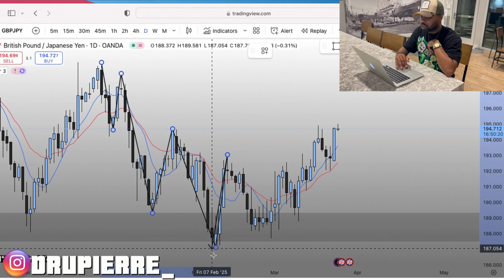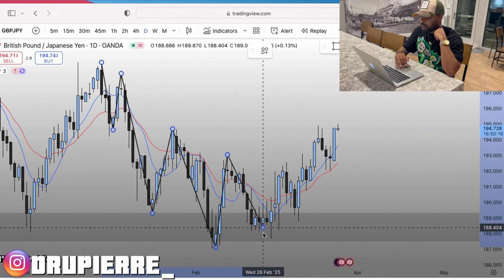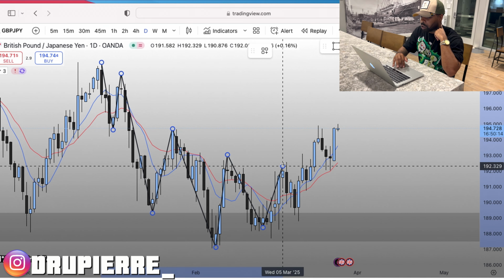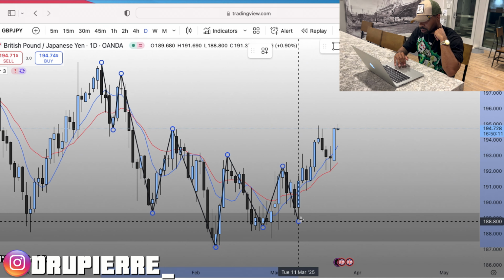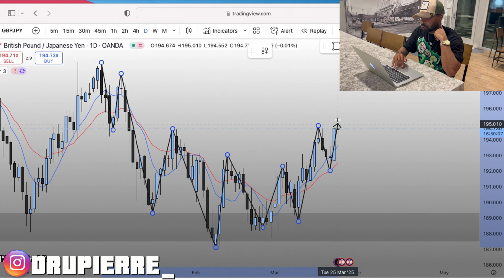But it never broke this zone, right? So what it did was it pulled back to this zone, made a higher low point, pushed up, pushed back down, made another higher low point, and started pushing up. So now we're back in the uptrend. You know what I'm saying? So that's the daily time frame.